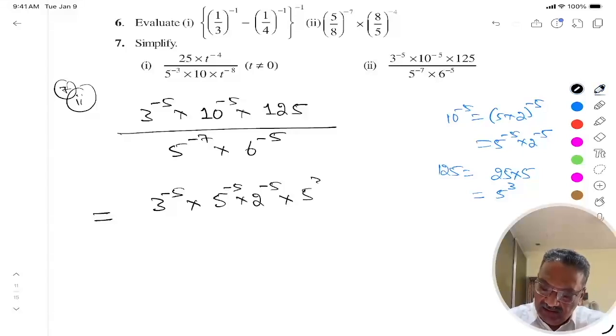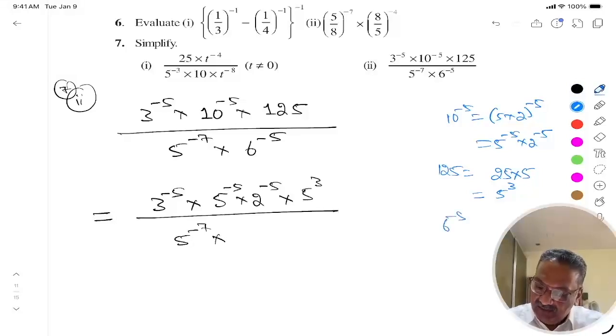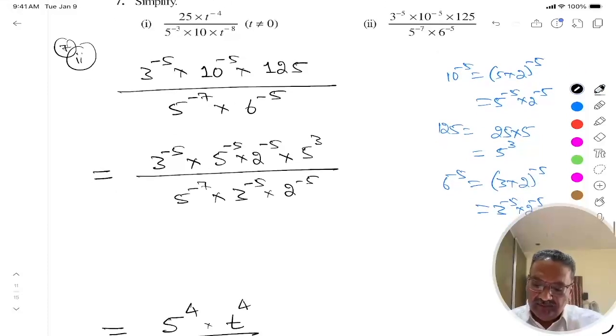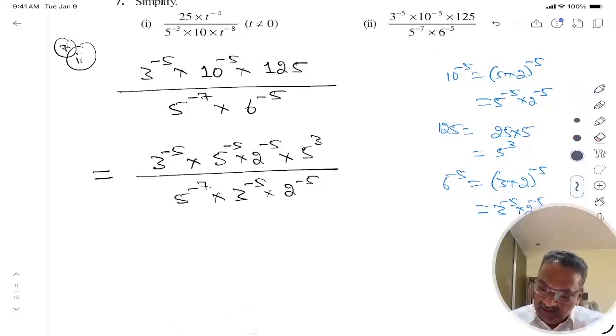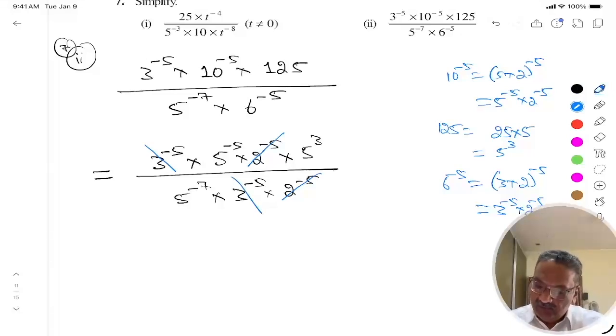So I'll write this as 5 cube divided by 5 to the power of minus 7 into, what will 6 to the power of minus 5 be? 6 is nothing but 3 into 2, so 3 to the power of minus 5 into 2 to the power of minus 5. So what have we got here? You can observe, 2 to the power of minus 5 cancels with 2 to the power of minus 5. 3 to the power of minus 5 can be cancelled with 3 to the power of minus 5.